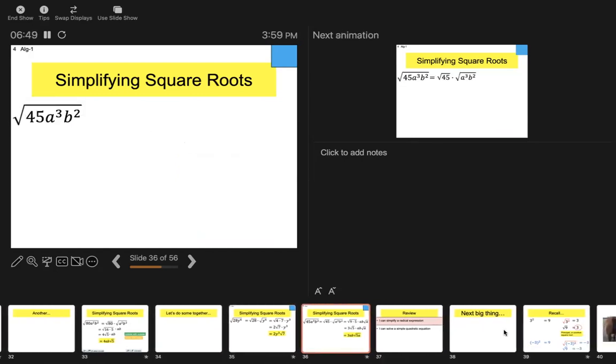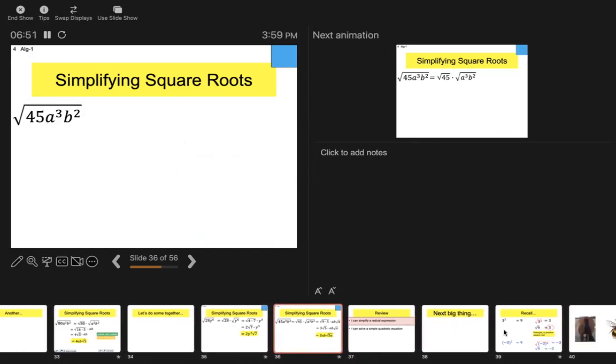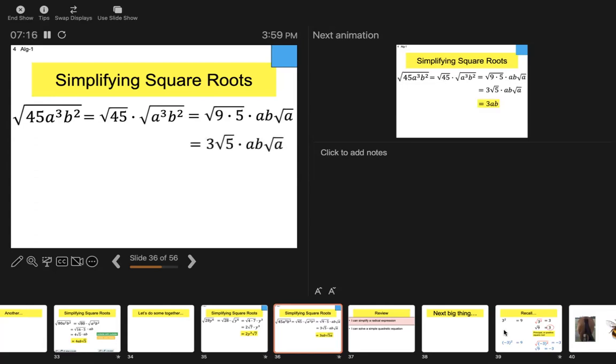All right, one more. 45. I believe that's 9, right? 9, yeah, 9. 45 is 9 times 5. 3 is odd. Minus 1 is 2. Half of 2 is 1. So a on the outside, a on the inside, and b squared is even. Half of b squared is b. So I got a and b on the outside and a square root of a. Square root of 9 is 3.